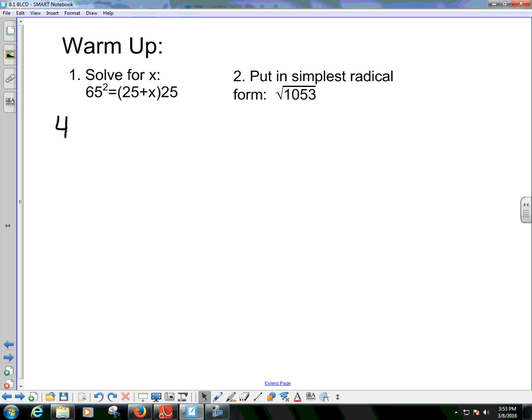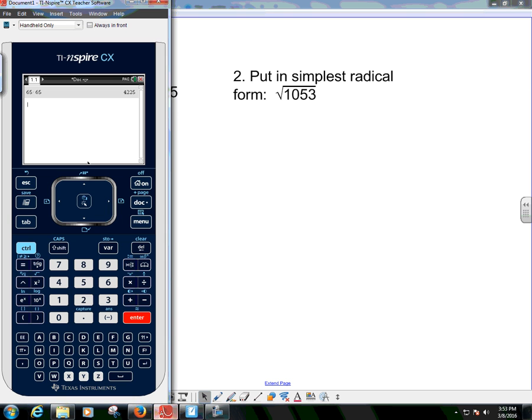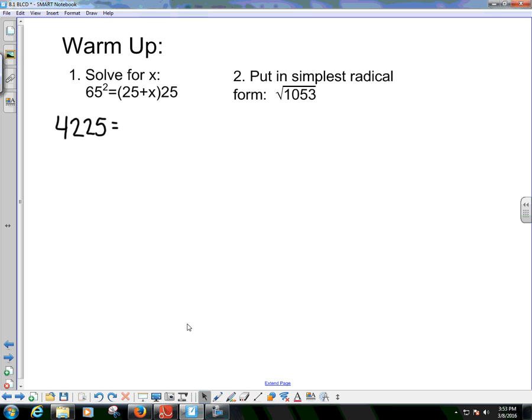4,225. So 4,225 equals, and I'm going to distribute the 25 into the set of parentheses. And I'm not going to leave anything up to chance. I'm going to go back to my calculator and type in 25 times 25, which gives me 625. So 625. And then 25 times x is 25x. I've got myself a first week of algebra problem. I'm going to subtract 625 from both sides.